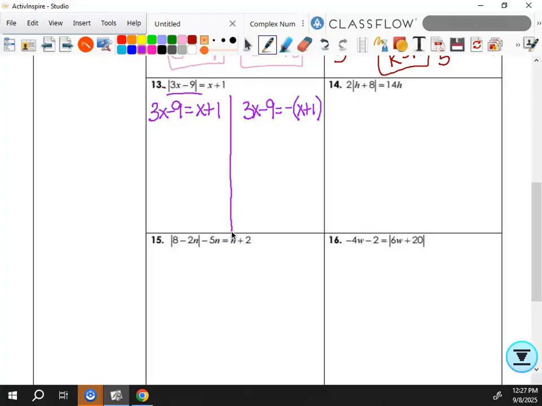So then I just solve these. This will give me 2x equals 10, x equals 5. Here I get 3x minus 9 equals negative x minus 1. Okay, careful with those negatives. So this will give me 4x equals 8, x equals 2.